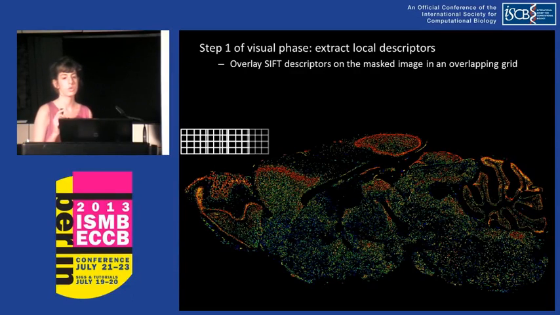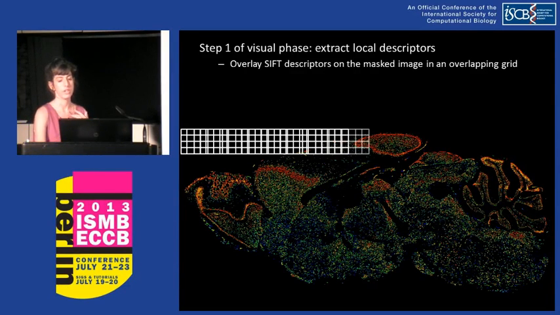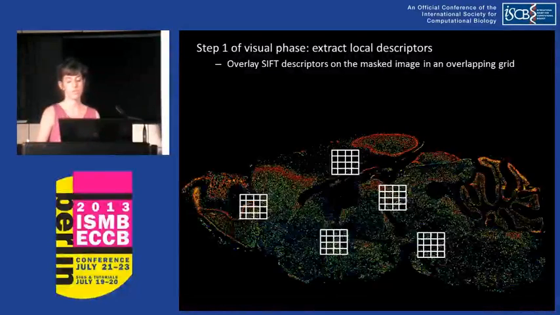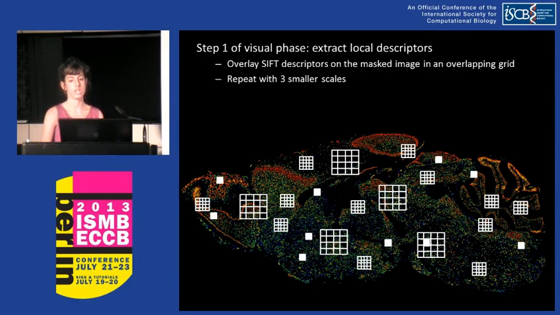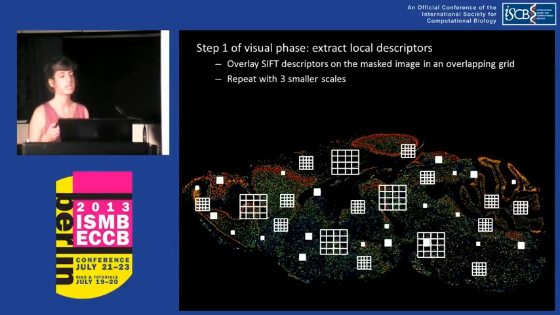So we overlay SIFT descriptors on the image in an overlapping grid. And then we're left with a collection of descriptors that capture small-scale spatial patterns based on local gradients of intensity in the image. And we repeat this step with 3 smaller scales. So we're not using the scale invariance property of SIFT here because we want to capture information in different scales separately. So this is as opposed to natural images or video processing.